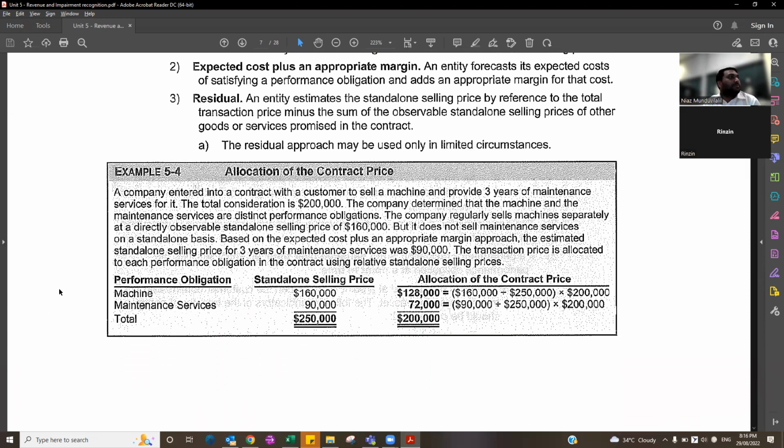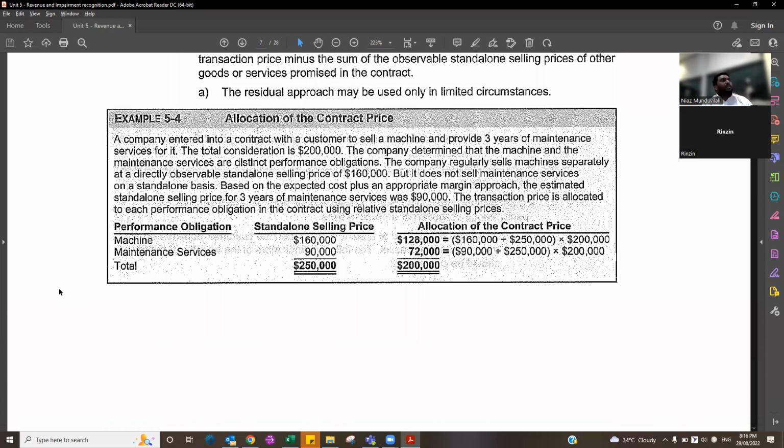Then here, allocation of a contract price. A company entered into a contract with a customer to sell a machine and provide 3 years of maintenance warranty service for it. The total consideration is 200,000. The company determined that the machine and the maintenance service are distinct performance obligations. The company regularly sells machines separately at an observable standalone selling price of 160,000. But it does not sell maintenance service on a standalone basis. Based on the expected cost plus an appropriate margin approach, the estimated standalone selling price for 3 years of maintenance service is 90,000.